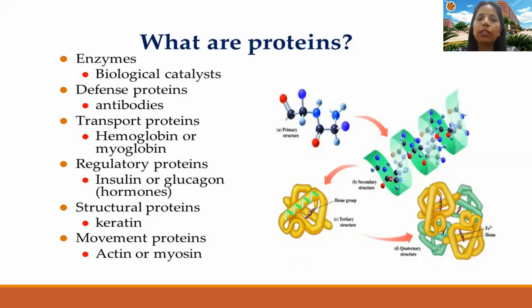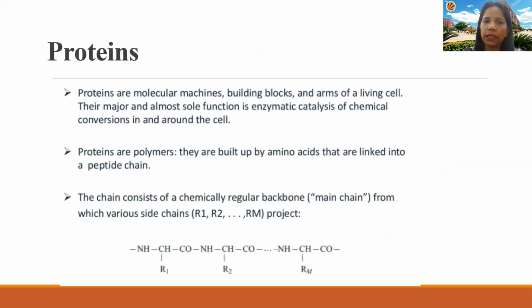Again, we have regulatory proteins, structural proteins, and keratin, which is the component of hair. Again, we have movement proteins, actin or myosin. There are different types of proteins, and all these proteins are made by DNA, with a certain code for different proteins. So proteins are nothing but the molecular machines, building blocks, and arms of the living cells. Any organism is made up of proteins, and these proteins are made up of amino acids.